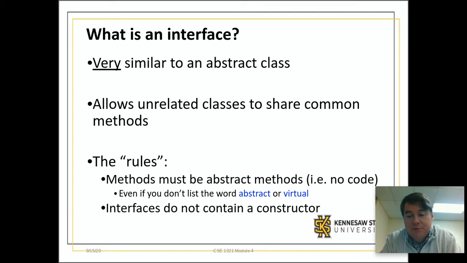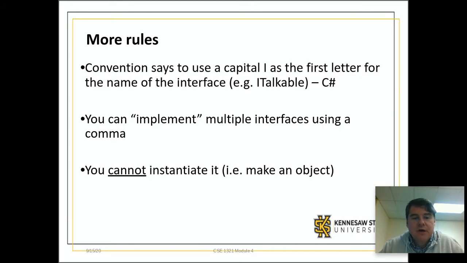Even if you put open curly brace, close curly brace, it is incorrect. There can be literally no code. All you put in are the method headers. You don't have to list the word abstract or virtual. It's implicit because every method inside an interface is inherently abstract. You cannot put constructors inside an interface because you cannot instantiate interfaces. They are not objects. They are not classes that you can instantiate into objects.